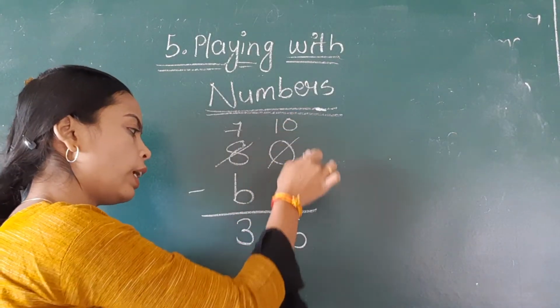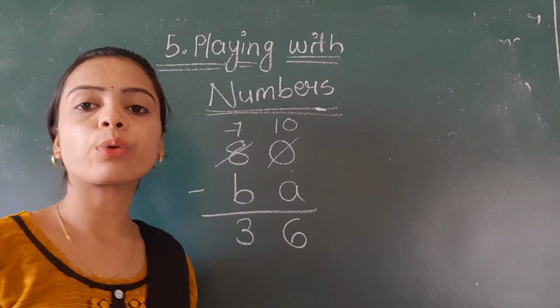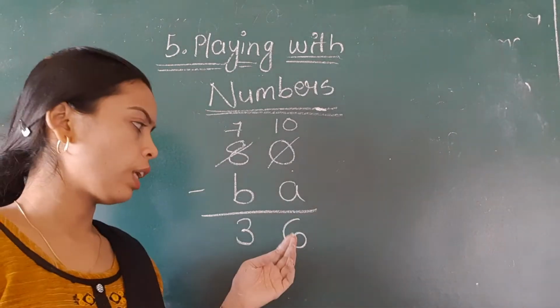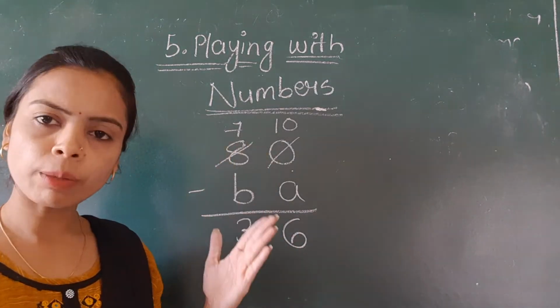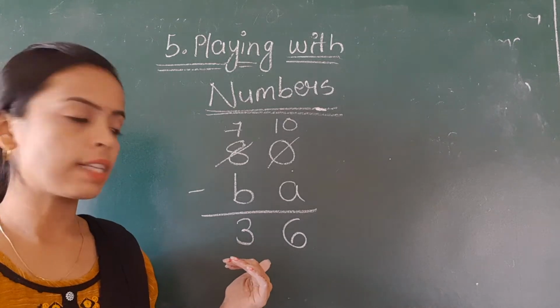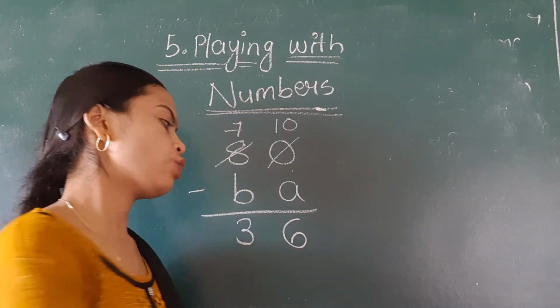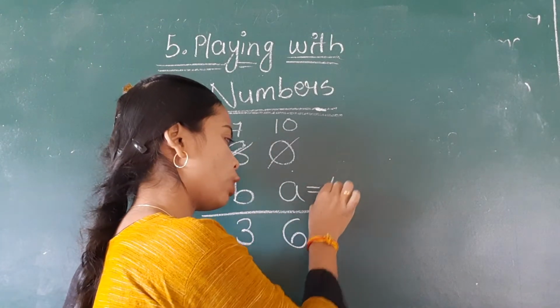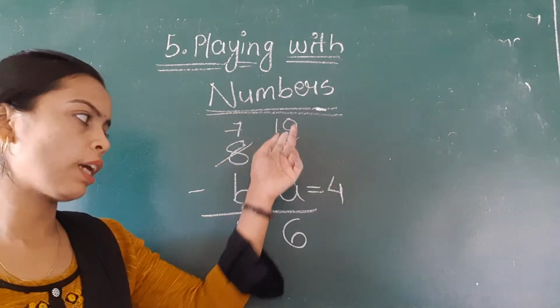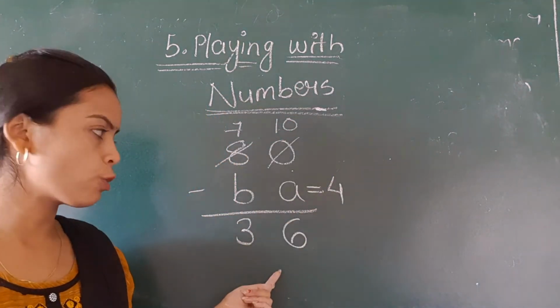Now आपको बताना है 10 में से आप कौन सा नंबर सब्ट्रैक्ट करोगे तो 6 आएगा. तो 10 में से आप 4 सब्ट्रैक्ट करोगे, then you will get the answer as 6. So 10 minus 4 is equal to 6. That's why the value of A is 4 here.